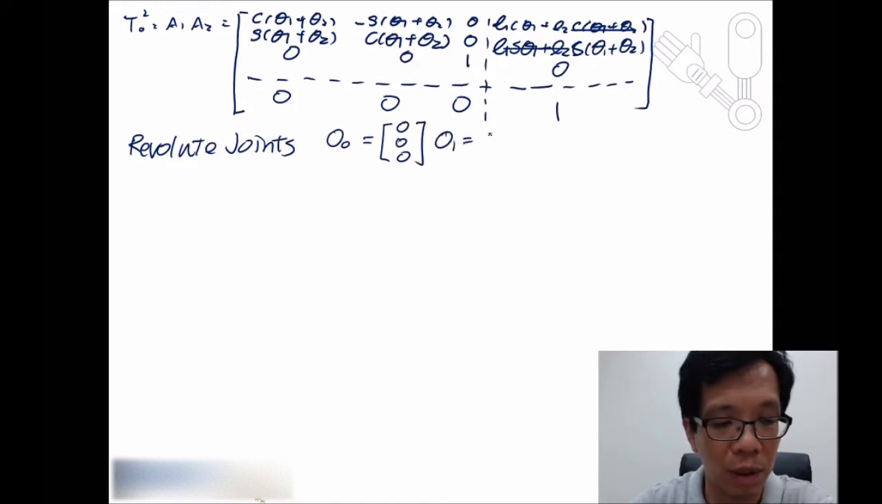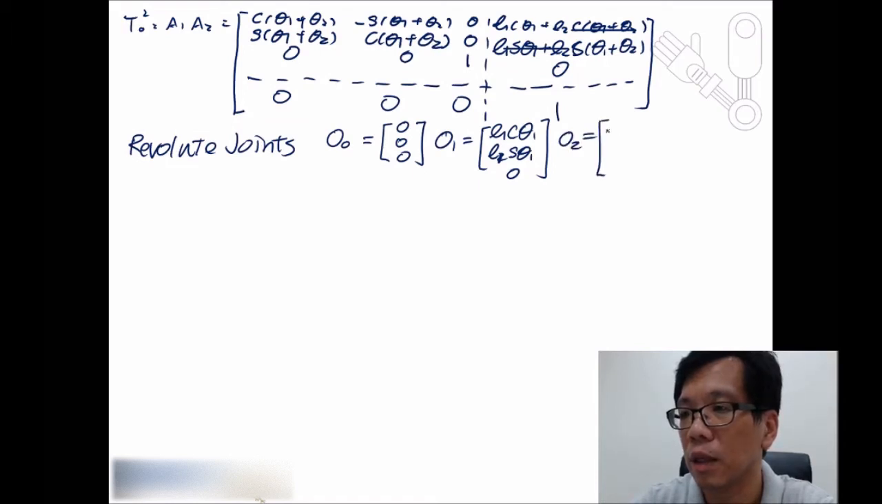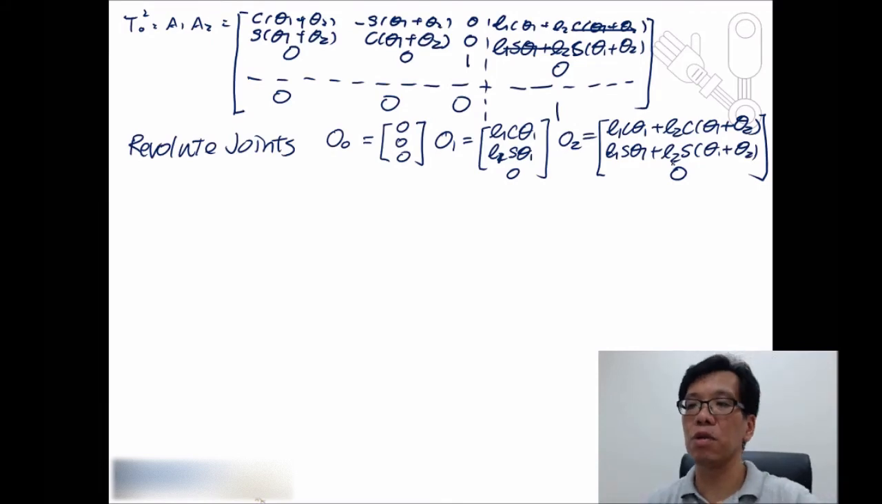O1 is going to be L1 cosine theta 1, L1 sine theta 1, and 0. O2 is going to be L1 cosine theta 1 plus L2 cosine theta 1 plus theta 2, L1 sine theta 1 plus L2 sine theta 1 plus theta 2. And this is 0. So those are the things we have.